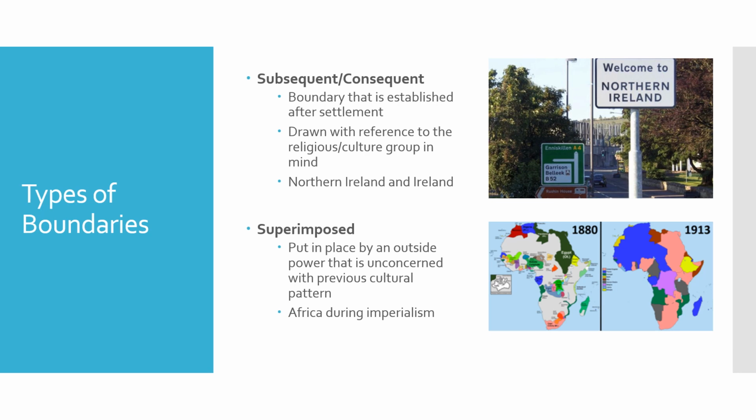Superimposed, we've already talked about this. These borders are put in place by an outside power that is unconcerned with previous cultural patterns. So Africa during imperialism, it's basically if Martians came to the earth and redesigned our land, they basically don't care about our ethnic differences. They're just going to do what sets and helps themselves.